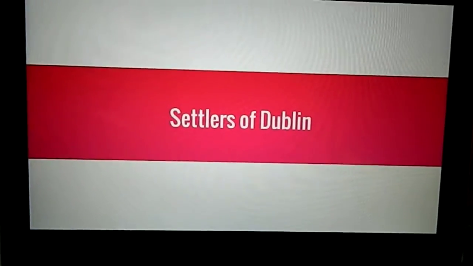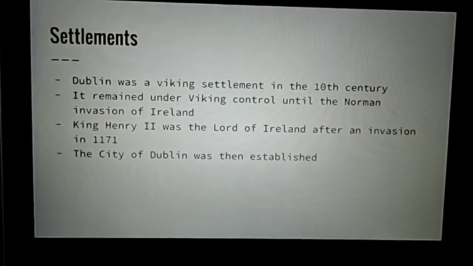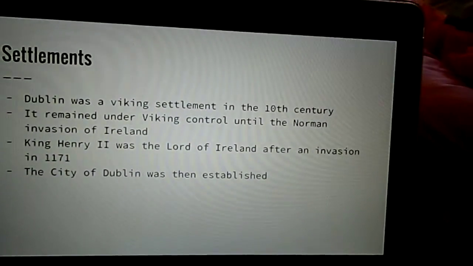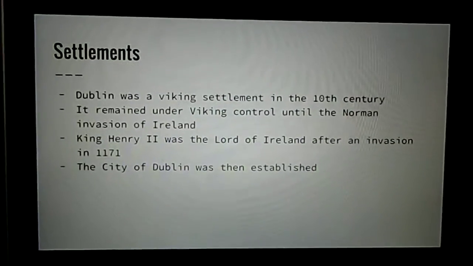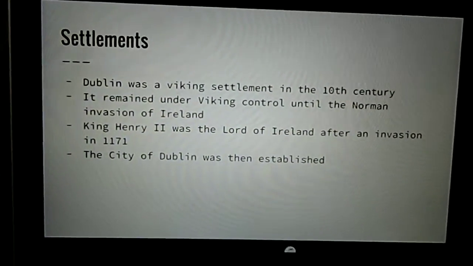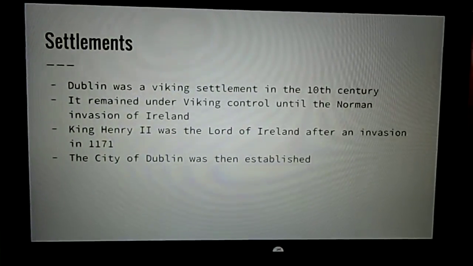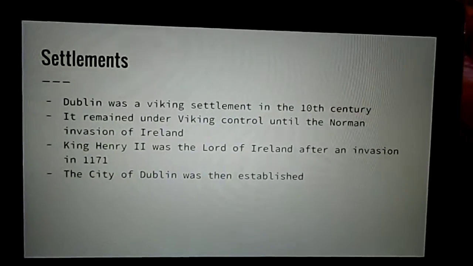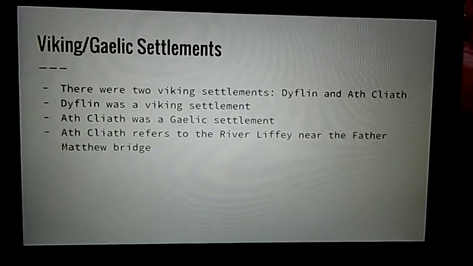Next, settlers of Dublin. So Dublin was a Viking settlement in the 10th century, and it remained under Viking control until the Norman invasion of Ireland. So King Henry II was the Lord of Ireland after an invasion in 1171, and after that invasion, the city of Dublin was finally established.